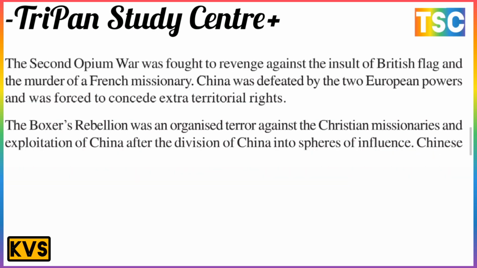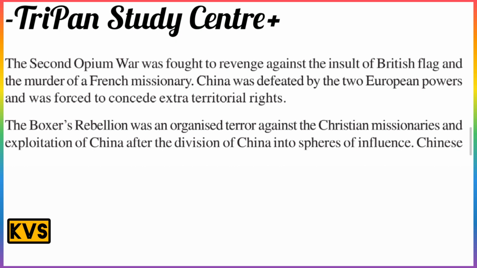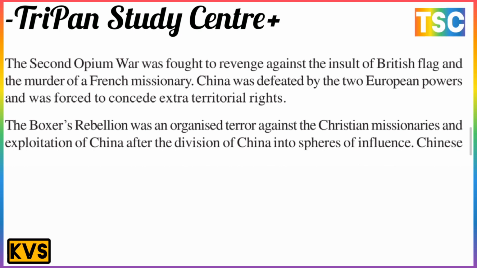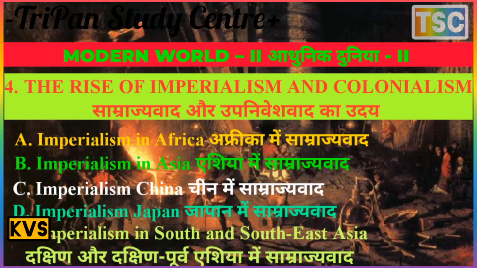The second Opium War was a fight for revenge against the insult to the British flag and the murder of French missionaries. China was defeated by the two European powers and was forced to concede extra territorial rights. The Boxer Rebellion was the organized terror against Christian missionaries and the exploitation of China after the division of China into spheres of influence.